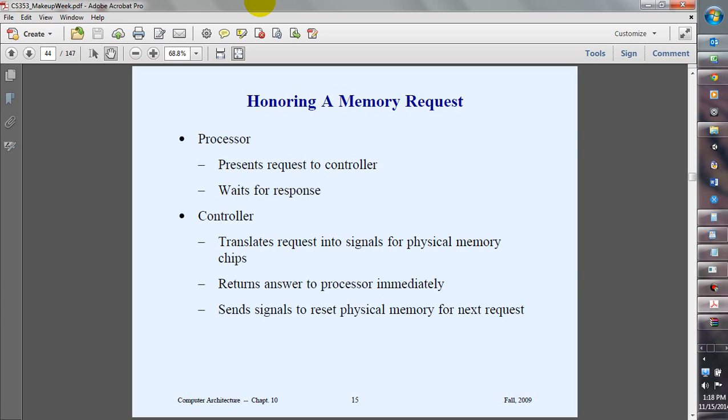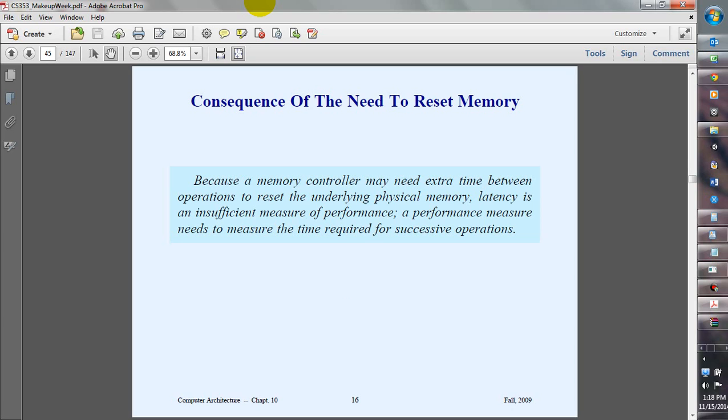So the processor is going to actually be requesting from the controller, not directly from the memory. It'll then wait for the response from the memory and then actually get the results from memory. The controller is going to translate the request into signals for the actual memory chips, and then it returns the answer to the processor. Memory controllers might need extra time between operations to reset the physical memory due to DRAM.